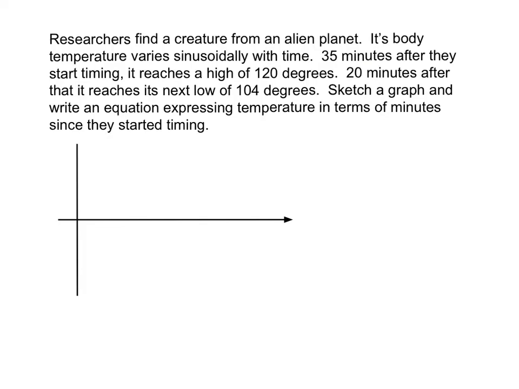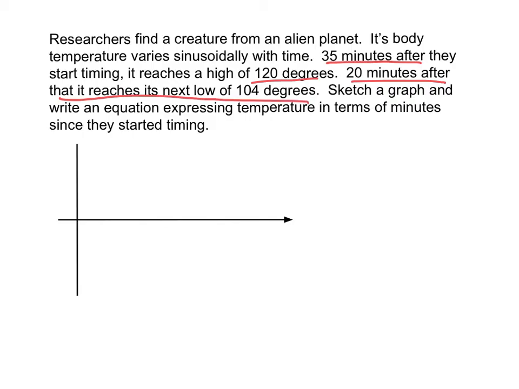Last problem. Researchers find a creature from an alien planet. Its body temperature varies sinusoidally with time. 35 minutes after they start timing, it reaches its highest temp of 120 degrees. 20 minutes after that, it reaches its low of 104. And we're going to sketch and write the equation.